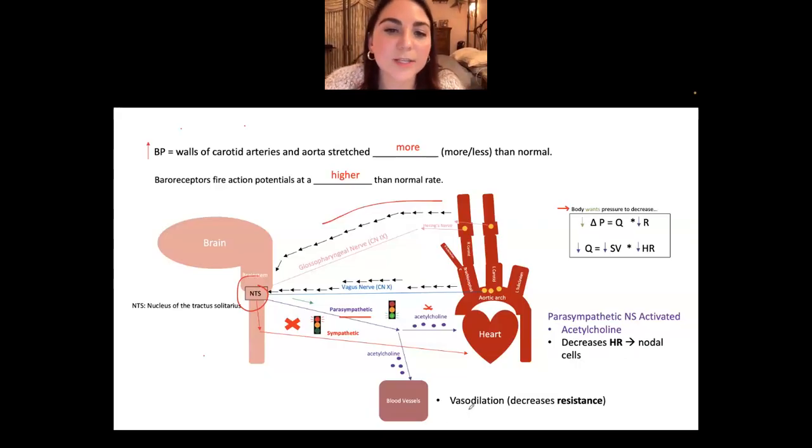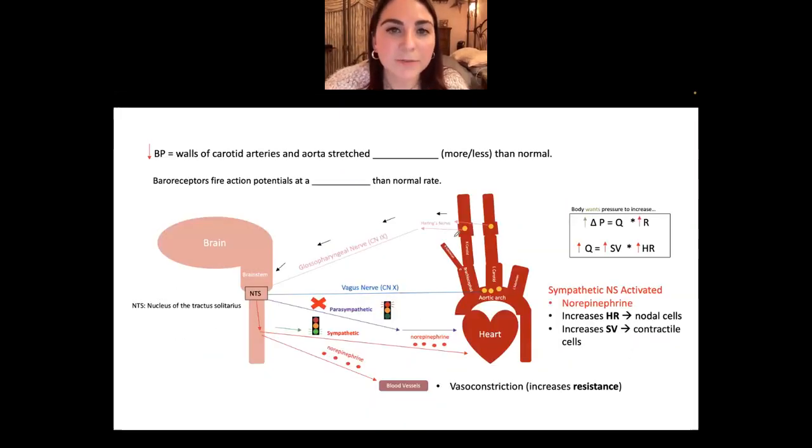It also is going to cause vasodilation, so it's going to decrease the SVR, TPR. And again, it's just trying to play along with these things in this equation. It's trying to decrease as many of these things as possible to bring the pressure back down.